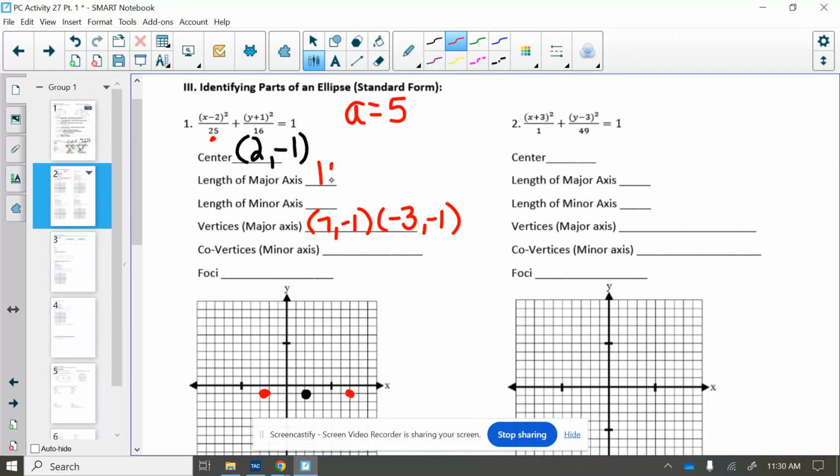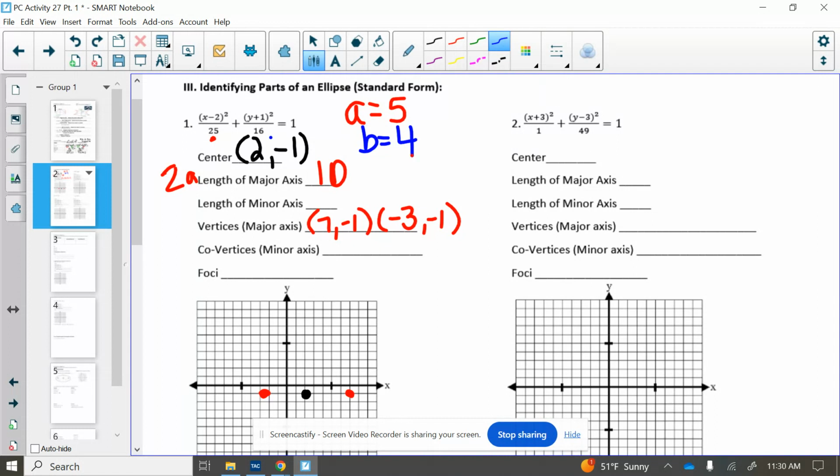Now the length of that major axis is always 2 times the value of parameter A, so in this case it would be 2 times A. Now parameter B is then found underneath, it's the smaller of the two. B squared is 16, so B, if we square root that, would just be 4.